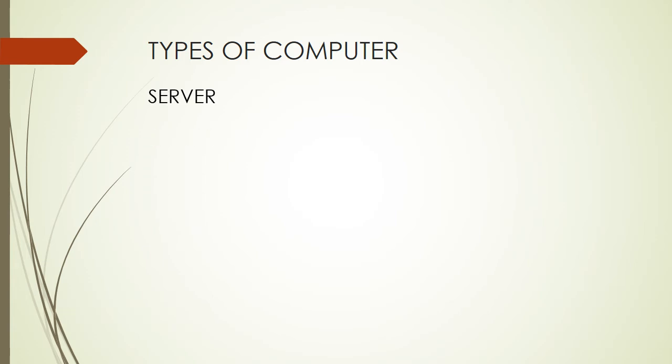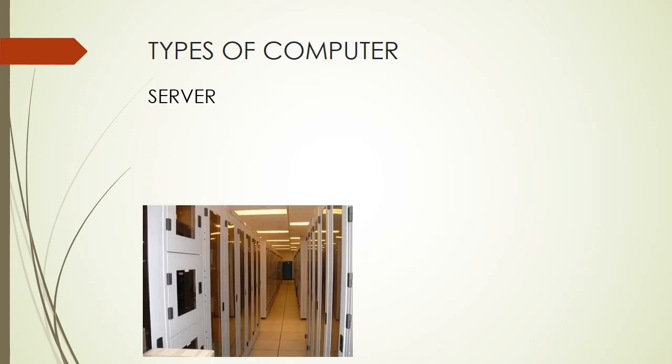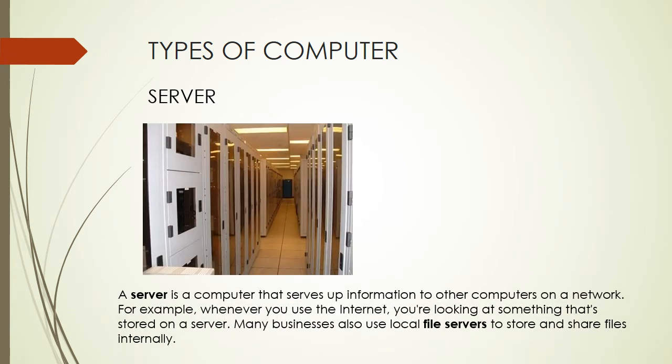Lastly, apart from these ones that I mentioned, we also have what we call the server. The server is a computer that serves up information to other computers on a network. For example, say you are browsing the internet, you want to collect some information or you are looking for something. What you are actually getting is information that is stored on certain servers all over the world. If you type something on Google, the answer that you are getting is something that is saved in someone else's computer.